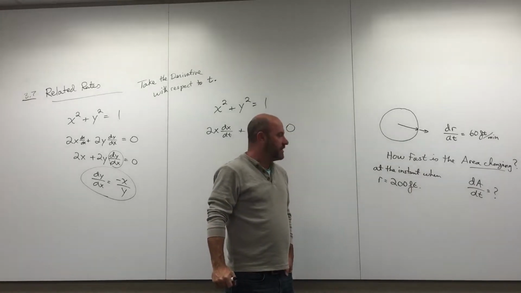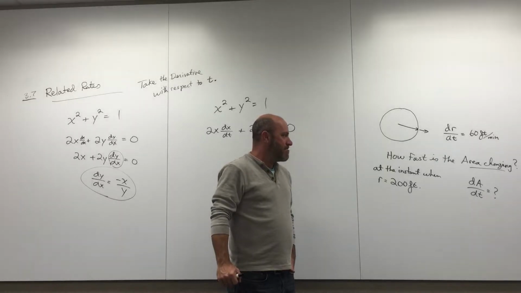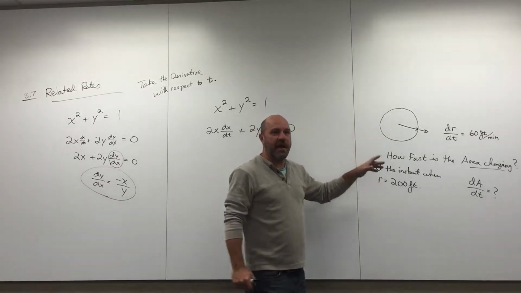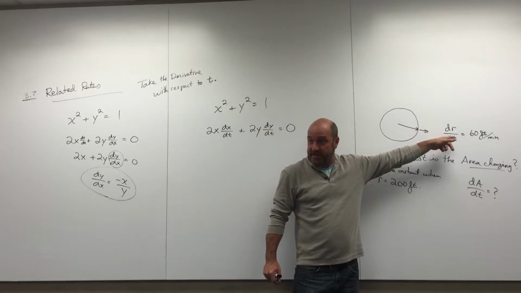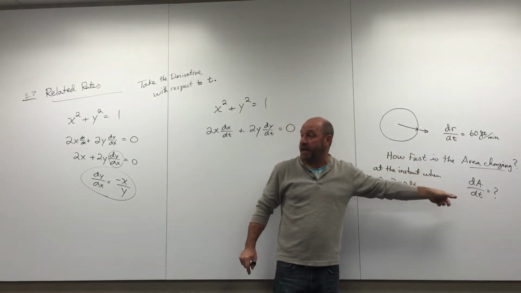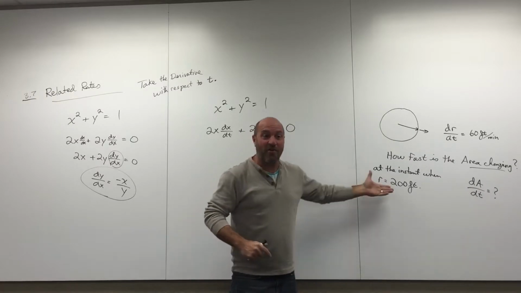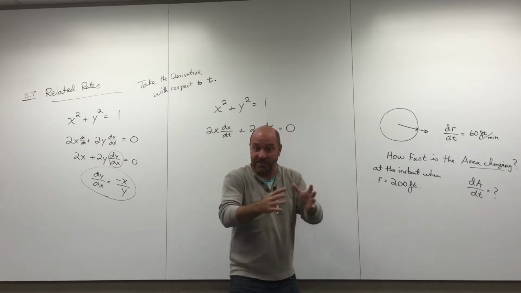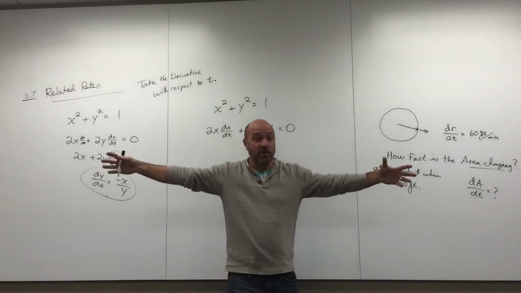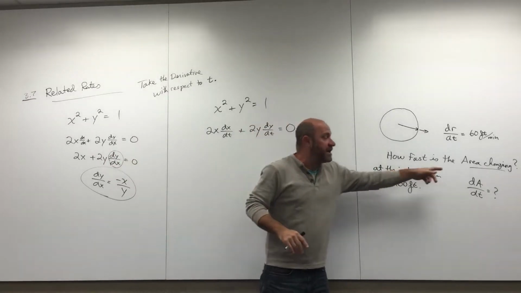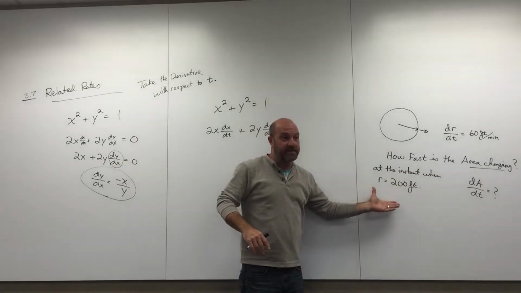When r is 200 feet. Okay, this is a classic question. I gave you the rate of change of the radius. I'm asking for the rate of change of the area at the moment. We've got to freeze it though, at the moment when r is 200. It's a growing circle, but I'm asking for the rate of change of the area at this moment, at this instant.